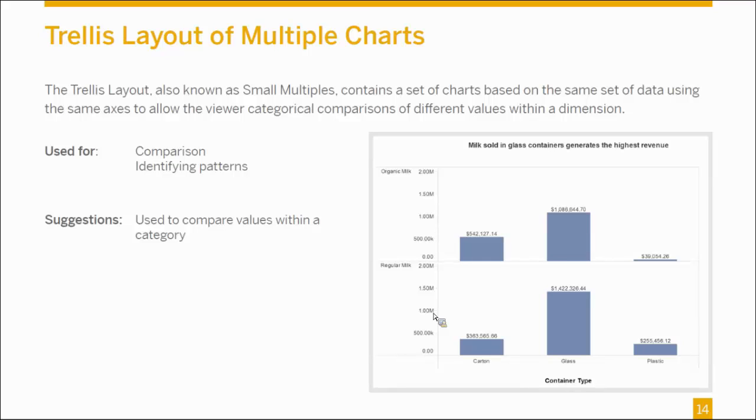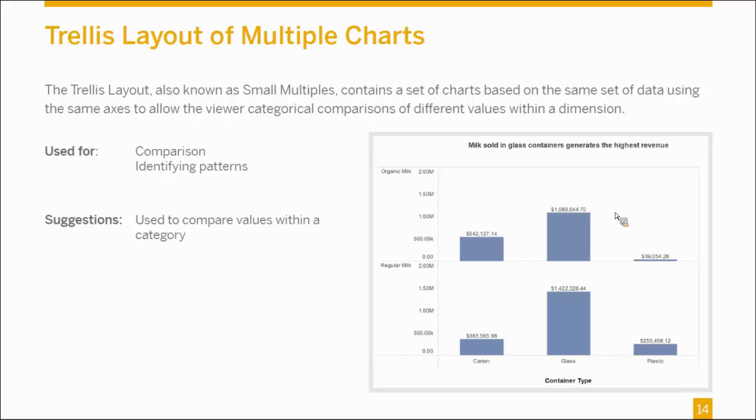So now let's say you want to emphasize the difference between two different categories or two different values within a category. In this case, the trellis layout, which is also known as small multiples, is a great chart type that allows to emphasize the contribution and the values between two or more categorical values.